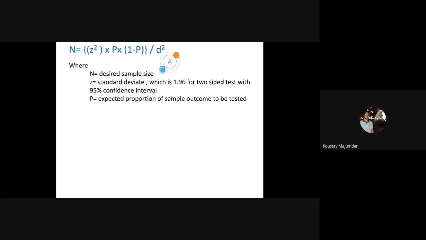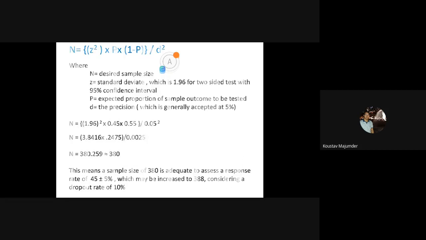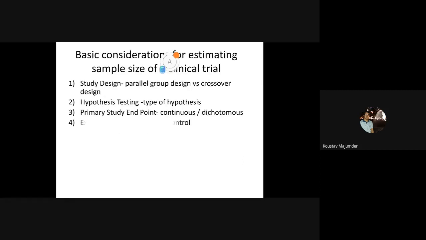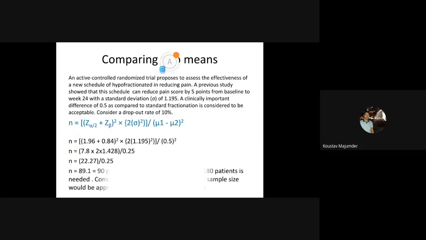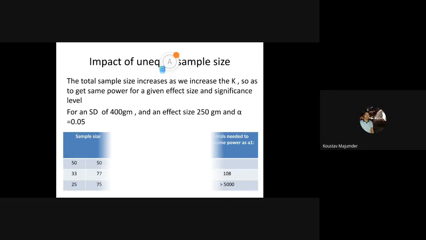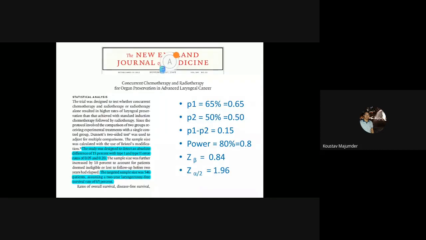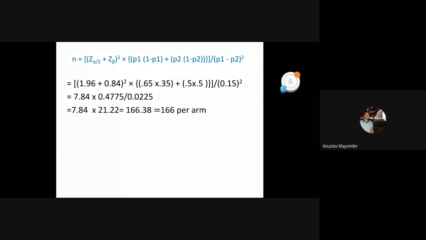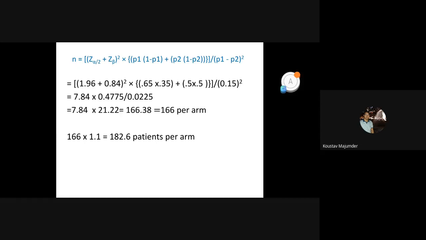We are discussing the 911 trial, and we are calculating the sample size for that. So this was the study. P in the intervention arm is 0.65. P in the test arm is 0.5. The expected increase is 0.15, that is 15%, and there is the power and the alpha. We put this in the formula we have already discussed, and we find that the sample size is 166 per arm. Now we increase it by 10%, which was already described in this trial, that is 182 patients per arm.